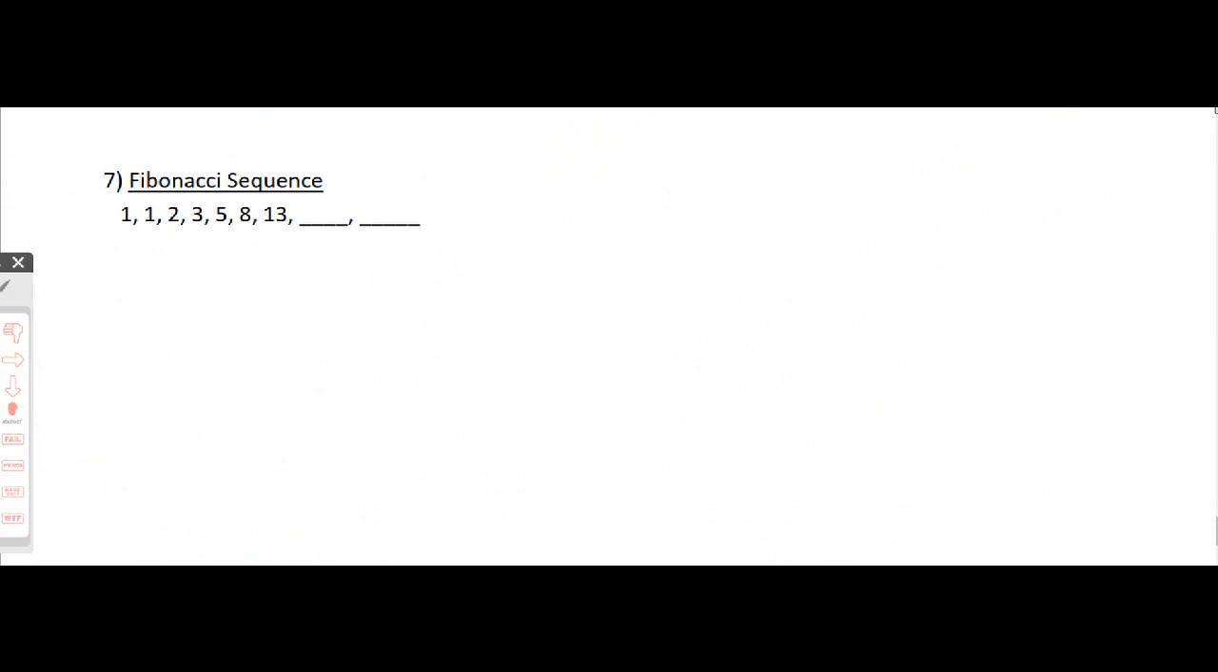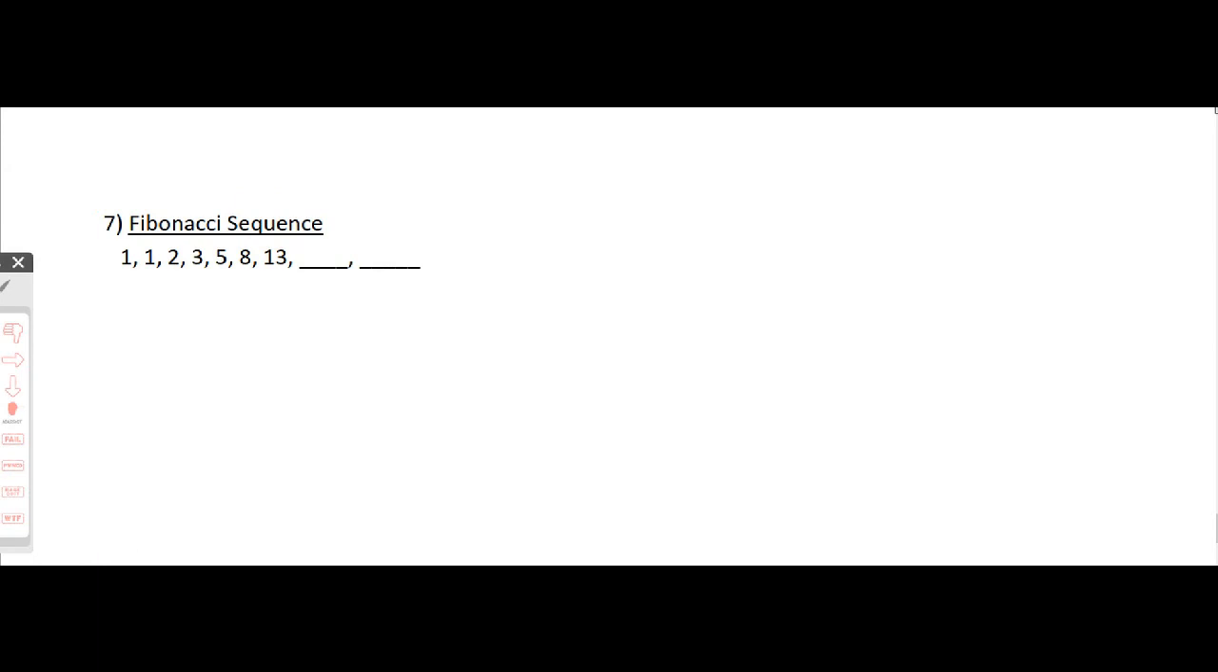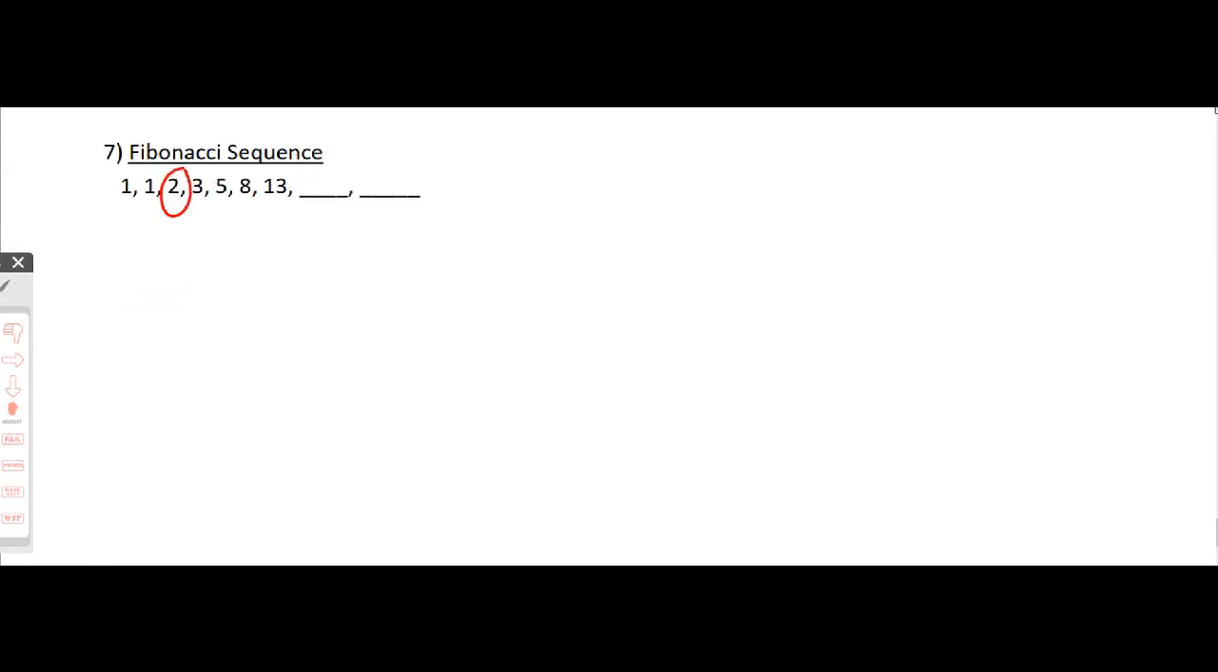Series number 7 is simply the Fibonacci sequence. Again, you don't need to memorize the name of the sequence or any sequence. 1, 1, 2, 3, 5, 8, 13. Now notice what's happening. To get to 2, you're adding the previous two numbers. Then to get to 3, you're adding the previous two numbers. To get to 5, you're adding the previous two numbers. So to get to this term, you're adding these two, which give us 21, and to get the next term, you have to add 21 and 13, which is 34.